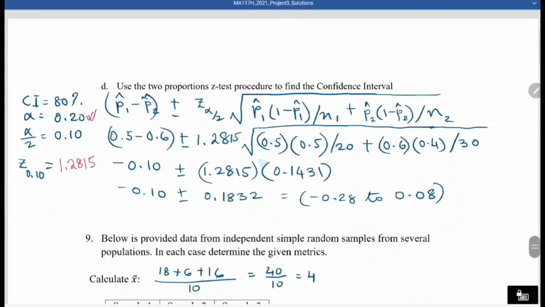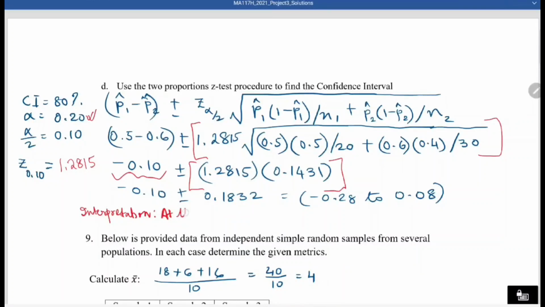And make sure again you're plugging in the values correctly. Please calculate the error first, and then you add and subtract it to your point estimate, to this negative 0.10. All right, and we get an interval with endpoints from negative 0.28 to 0.08. What is missing here is the interpretation. Again, that's something I'm leaving to you. It should not be too difficult at this point to come up with an interpretation.